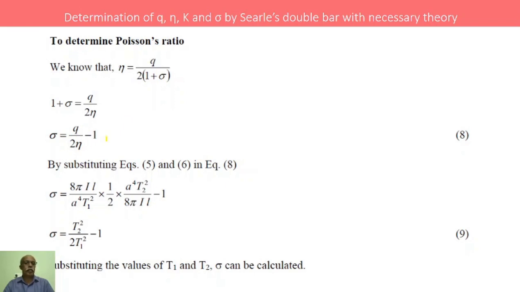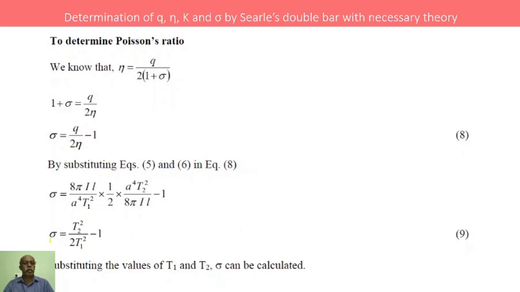Substituting the expressions for Q and eta in the above expression, we get sigma equals 8 pi IL by a power 4 T1 square into half into T2 square a power 4 divided by 8 pi IL minus 1, and simplifying we get sigma is equal to T2 square by 2 T1 square minus 1. So by knowing the time periods T1 and T2, we can determine the Poisson's ratio sigma using this expression.